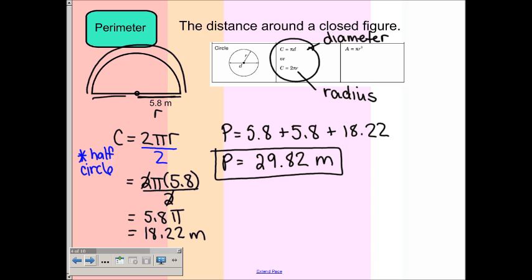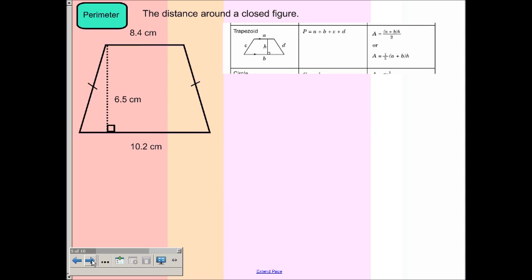Next, we're going to look at a trapezoid. So I have the following trapezoid shown here, and I'm going to be finding the perimeter around the trapezoid. According to my formula sheet, the perimeter of a trapezoid would just add up all of the sides. So I'm going to start with the top there at 8.4, and then the next would be 10.2. However, those two sides, they are equal. You can see that they're equal by the ticks.